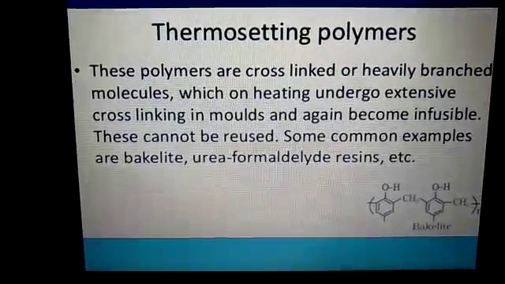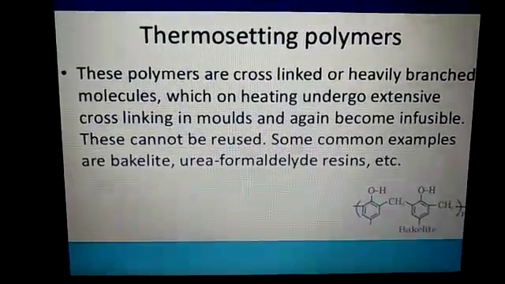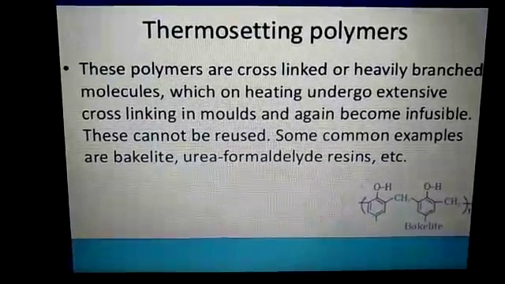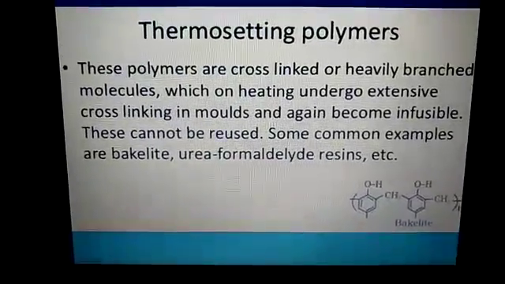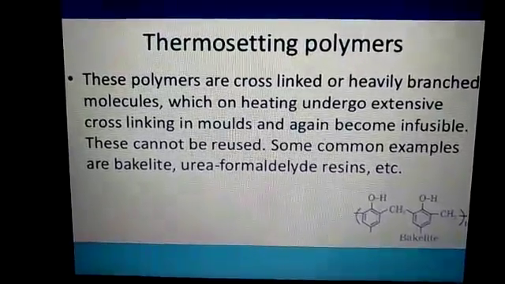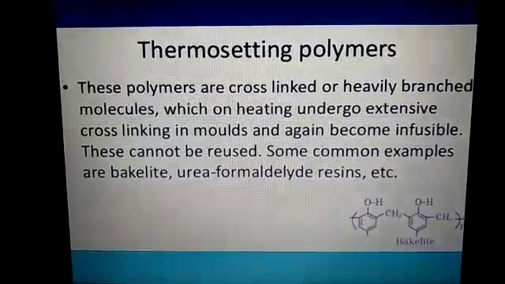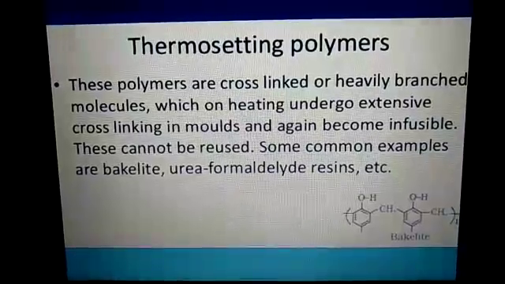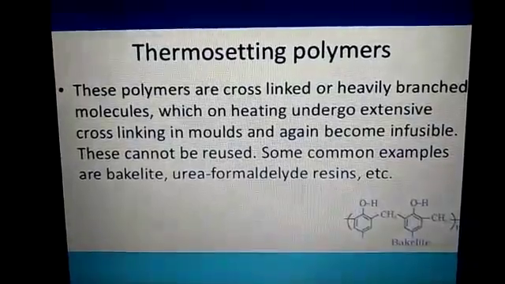Next is thermosets. Thermosetting polymers are semi-fluid substances with low molecular masses which, when heated in a mold, undergo a permanent change in chemical composition to give hard, infusible and insoluble masses. This hardening on heating is due to extensive cross linkages between the different polymer chains, which give a three-dimensional network of the solid.